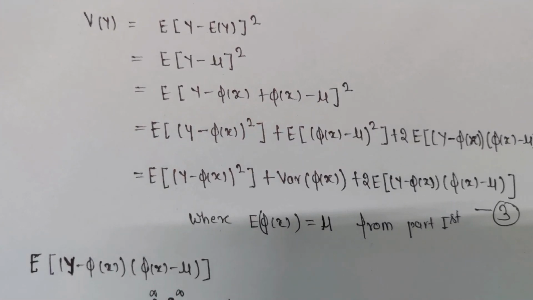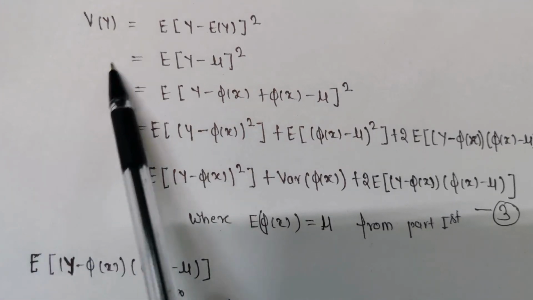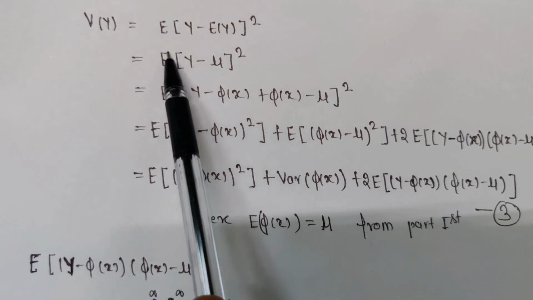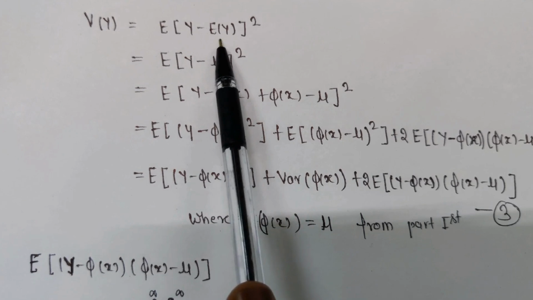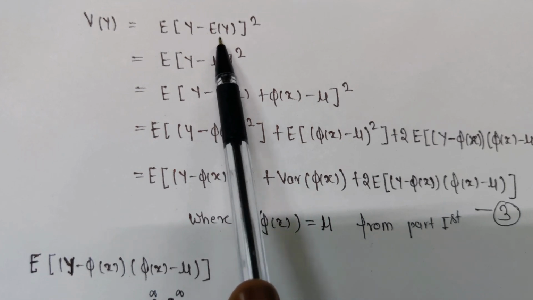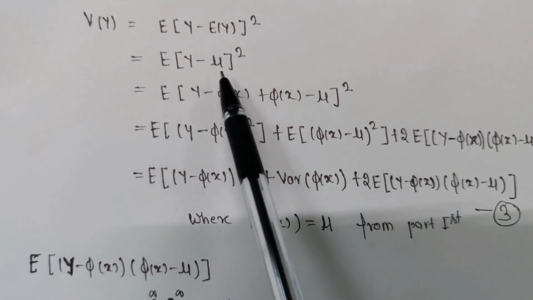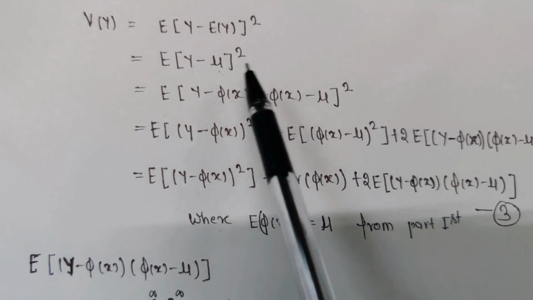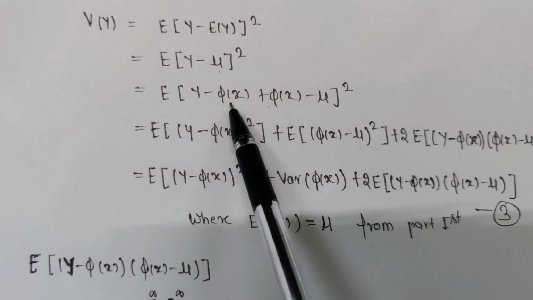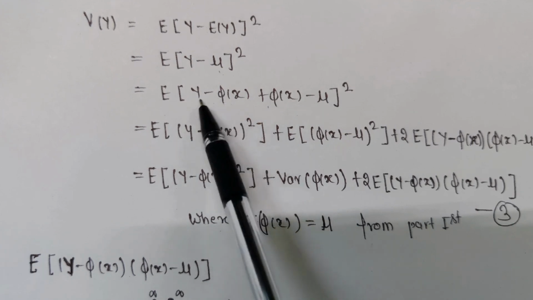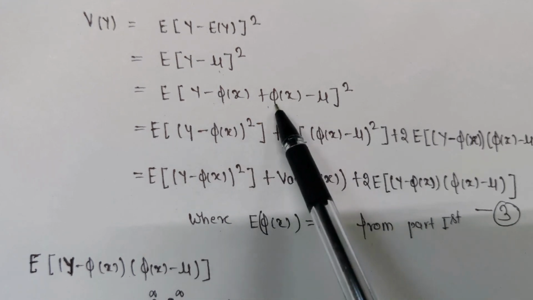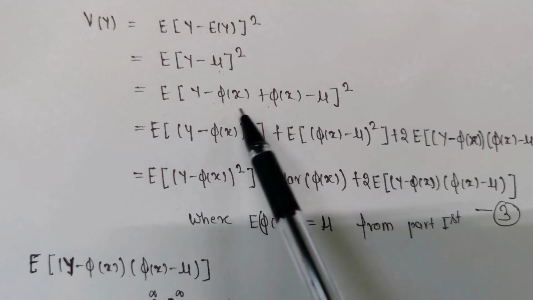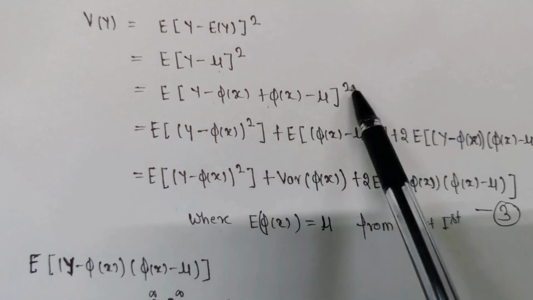So now next step, variance of Y is defined as the expected value of (Y minus E of Y) whole square, and we know that Y is an unbiased estimator, so we can replace E of Y by mu. Then we add phi(X) and subtract phi(X) in the variance formula, considering Y minus phi(X) as the first term and phi(X) minus mu as the second term, and expand this square like (a plus b) whole square.